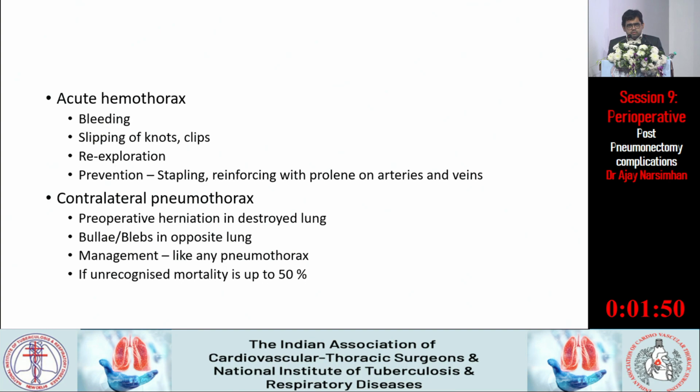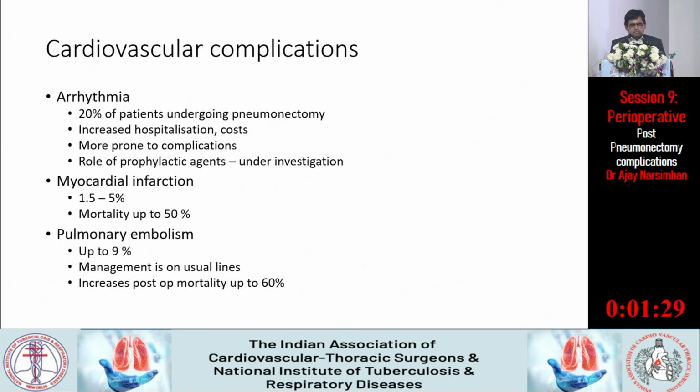And contralateral pneumothorax is not uncommon. There's usually a preoperative herniation when there's a destroyed lung on the opposite side, and when there are bullae and blebs in the opposite lung, giving positive pressure to one lung can result in a pneumothorax. Management is like any other pneumothorax, put in an ICD, but you have to have a high index of suspicion, and if unrecognized, the mortality can go up to 50%.